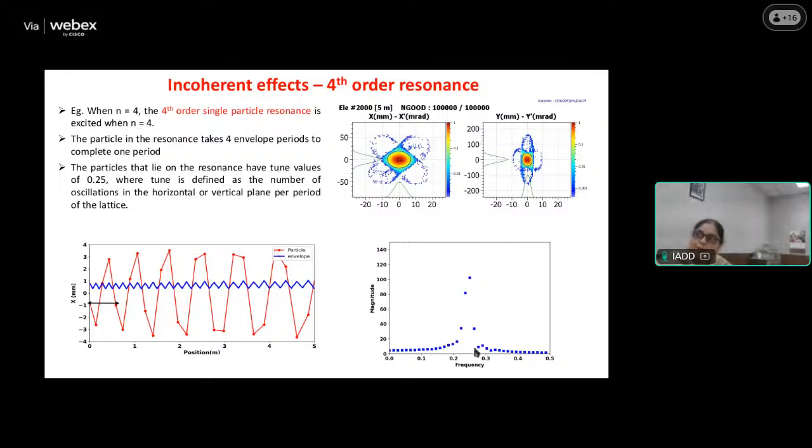So you can do an FFT, and the tune of these particles comes out to be 0.25, where tune is defined as the number of oscillations in the horizontal or vertical plane per period of the lattice. So these are the coherent and incoherent effects.